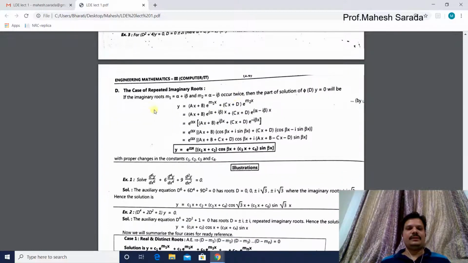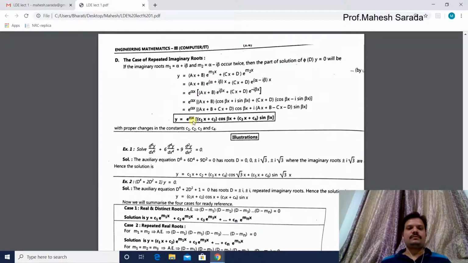Now the last case, where the roots are complex and repeated. That means there will be 4 roots: alpha plus minus beta i and again alpha plus minus beta i. For these 4 roots, the solution is like this. E raised to alpha x is the same. Now this is (c1x plus c2) into cos beta x. Since c1 and c2 are already used, plus (c3x plus c4) sin beta x. So this is the solution for complex and repeated roots.